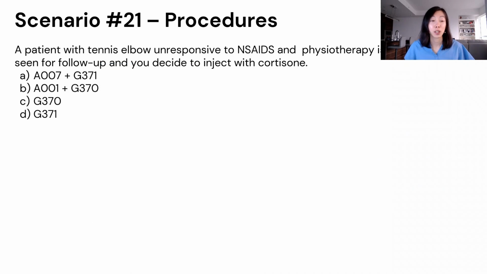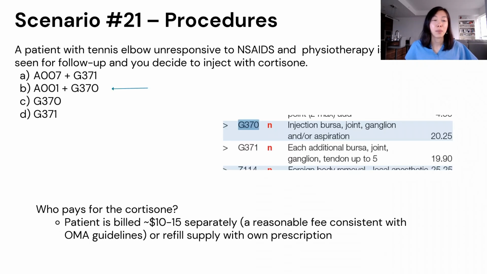All right, procedures. So if a patient comes in with tennis elbow that is unresponsive to NSAIDs and physiotherapy, and you decide to see them for follow-up, and you decide to inject them with cortisone, what do you bill for this case? So pause the video, write down your answer, and the answer is B. So in this particular case, because you did an injection of one site, you can add on the G370.